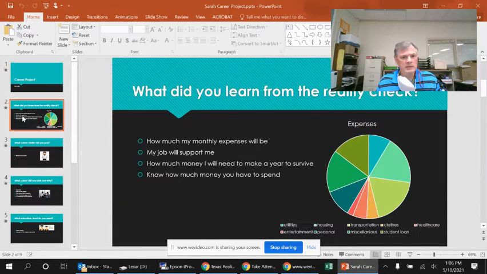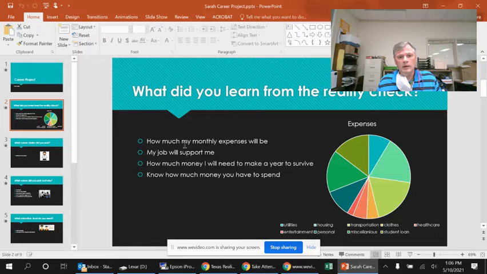The second one is the title, which comes from the rubric: what did you learn from the Texas Reality Check? I would put in a graph here explaining what you learned from the reality check. This one says how much my monthly expenses will be, what my job will support me, how much money I will need to make a year to survive, and how much money I have to spend. This will cover it all, or you could just create a big chart listing all the expenses that you find in the reality check handout.